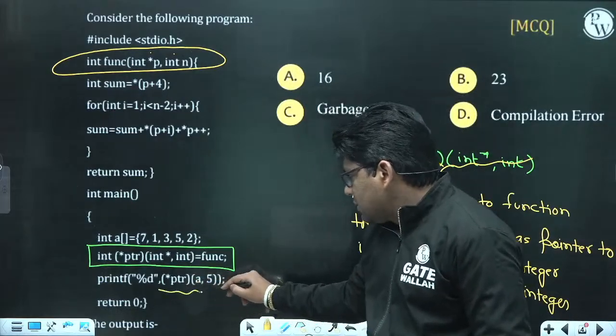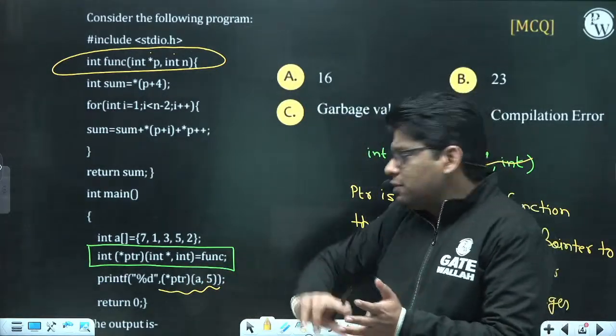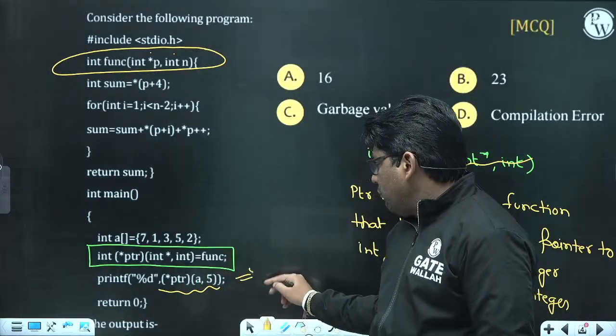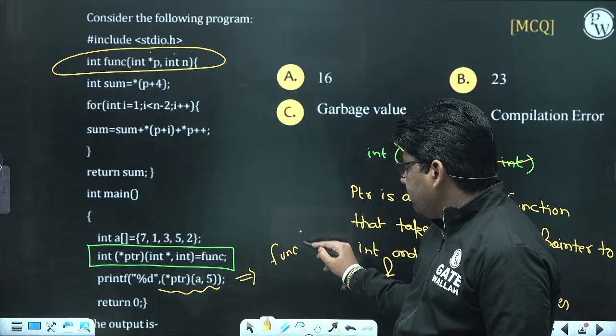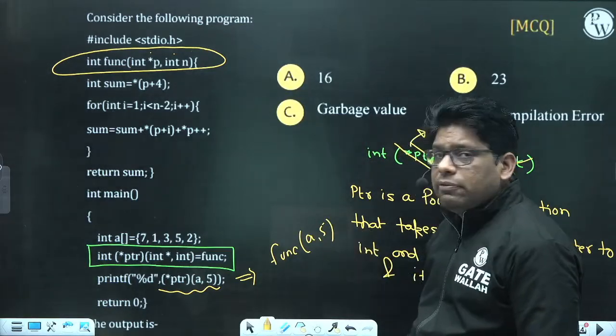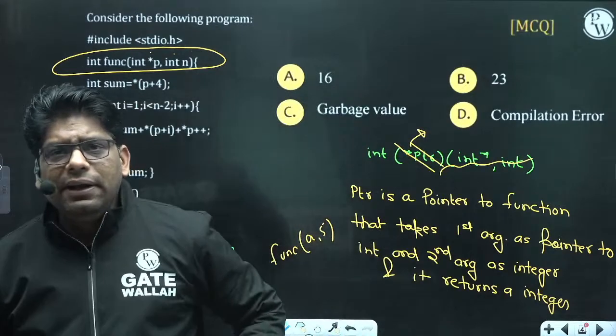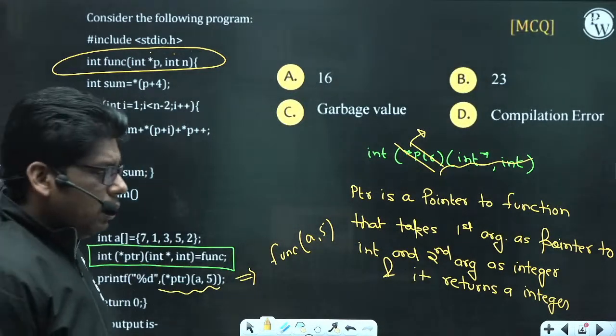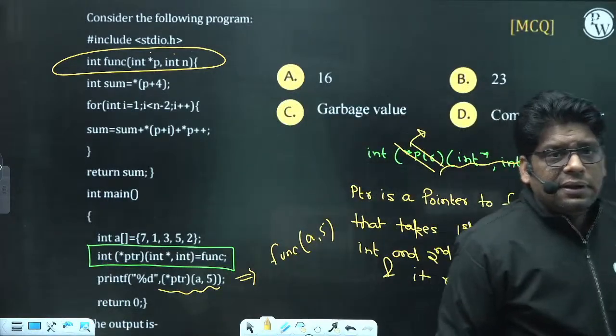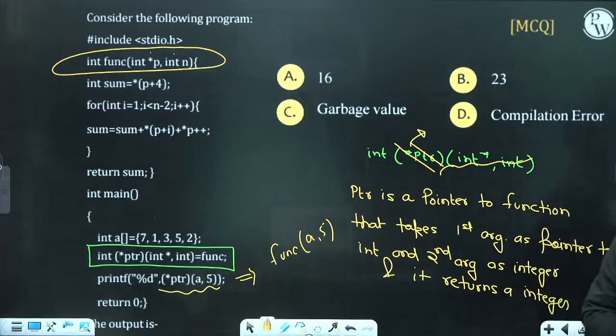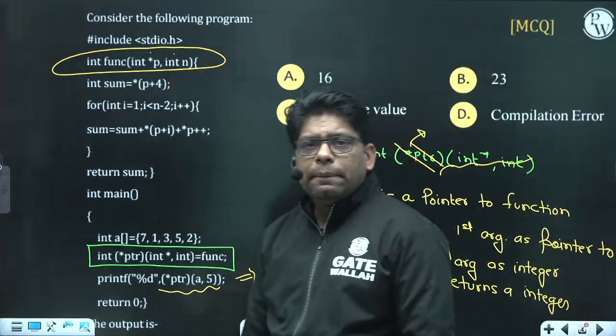Now, what is this? Sir, actually PTR is pointing to this function. So basically, from this line, it is the same as calling func of a comma 5. Satisfied? Agreed? Got the concept? Just let me know. The concept is clear.